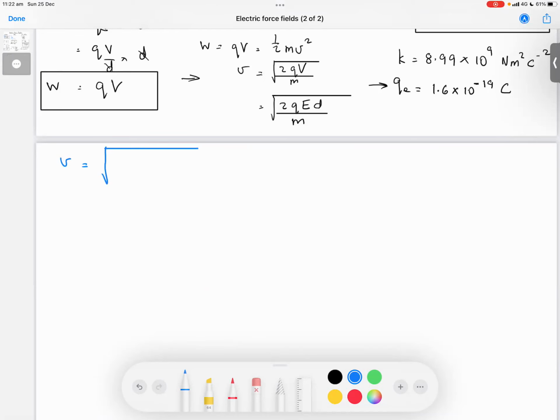I'll put in 2, using this formula here, times 1.6 by 10 to the minus 19 coulombs times 1000 volts. And the mass of the electron, which is in the formula sheet, but you can remember it with time, 9.1 by 10 to the minus 31 kilograms. If you run that through your calculator, that should come out to 2 significant figures as 1.9 by 10 to the 7 meters per second, which is a very high speed.